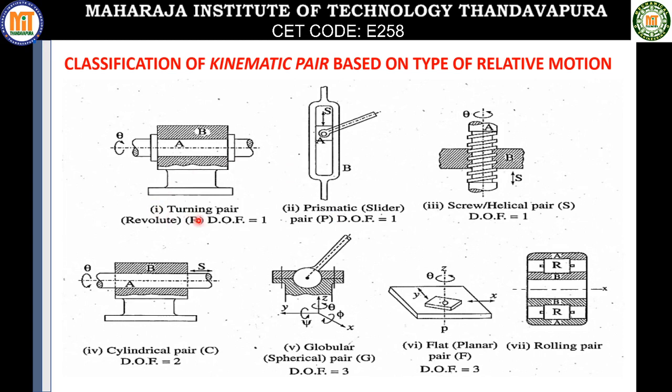First one is the turning pair. Here in the turning pair you have one link which is having purely rotational motion with respect to another link. So if you observe here, there is a shaft A which is inside a bearing B. Then shaft A is having purely rotational motion here, right? Because if you can observe here, there are two keys present at the ends so that it doesn't slide. So there is only purely rotational motion.